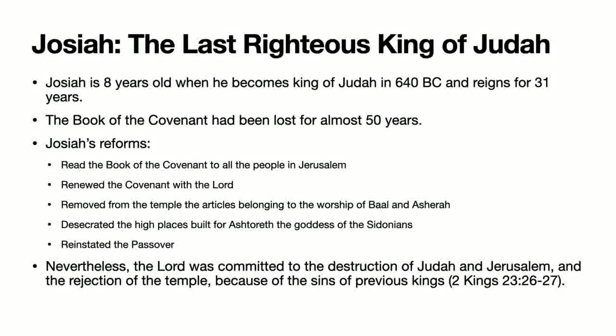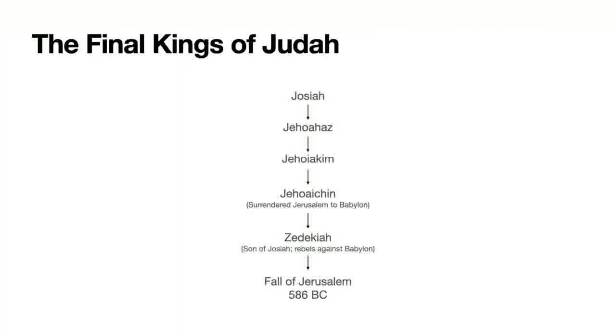Unfortunately, by this time in Judah's history, the Lord was already committed to the destruction of Judah and the city Jerusalem, and the rejection of the temple because of the sins of the previous kings. This is from 2 Kings chapter 23, verses 26 and 27.